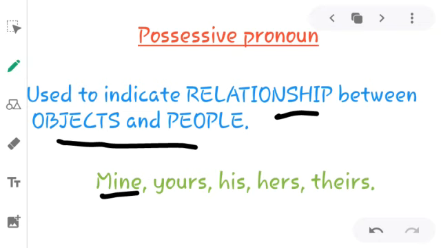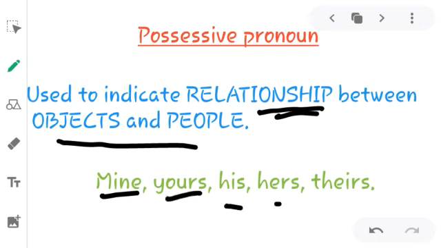Or if I am asking someone, is that book over there yours, basically what I am asking about is the relationship between that book and that person who is in front of me. So the same is the case with his, hers, theirs. These are some possessive pronouns.